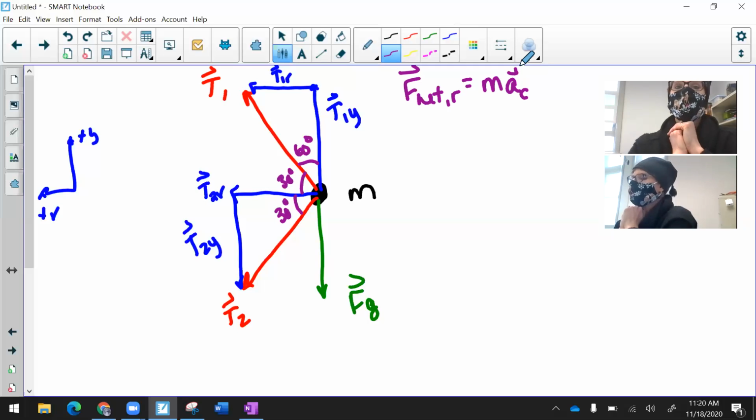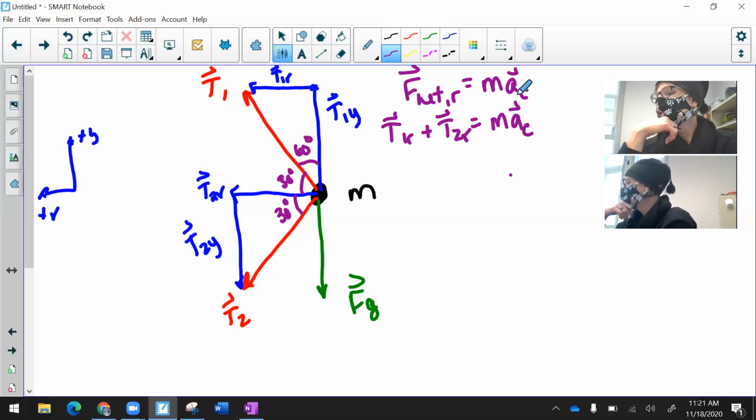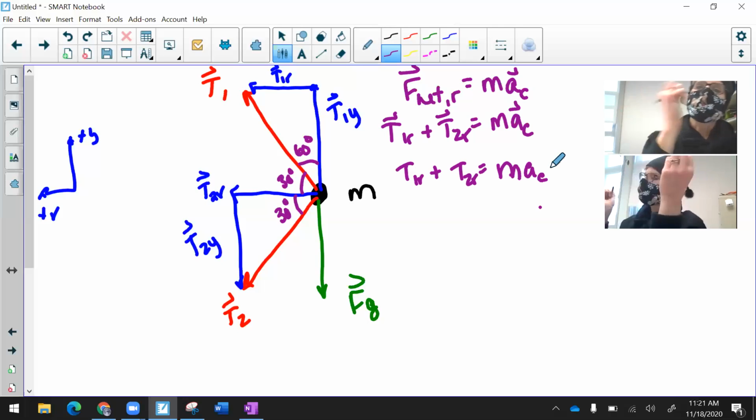So what are my forces in the R direction? Okay, so T1R, T2R. So T1R and T2R are positive or negative? Positive. So I'm going to have T1R plus T2R is equal to MAC. My centripetal acceleration points towards the center, so it should be positive, and I'm going to leave it positive.